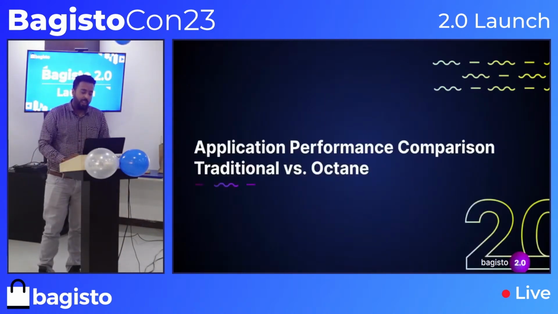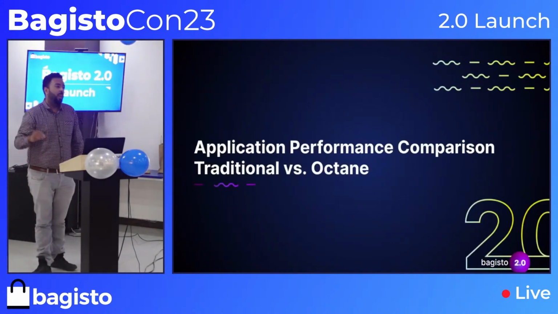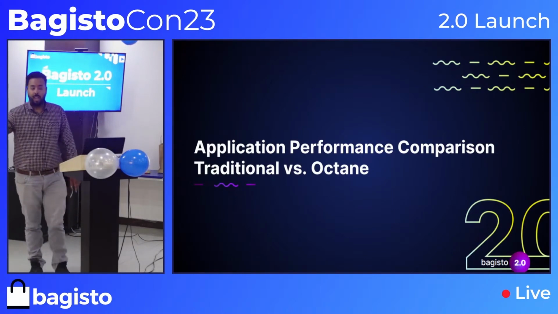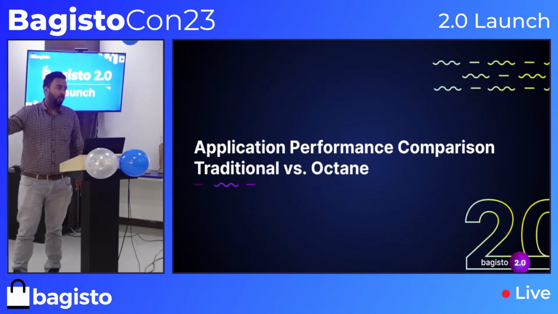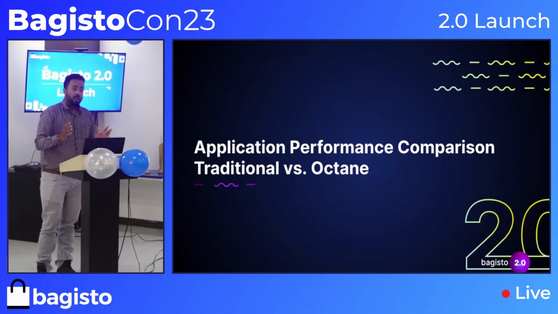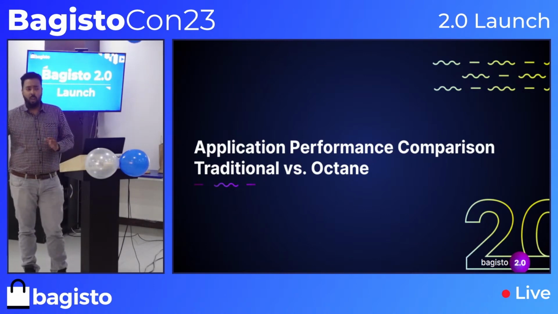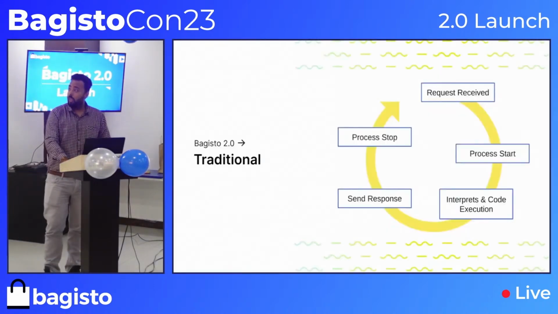Now my next slide is the application performance comparison: traditional versus Octane. From the traditional side, I want to say that it is a stateless server, an Apache or Nginx server. And Octane is a stateful, or rather a partially stateful, server, basically. So I want to focus on this.